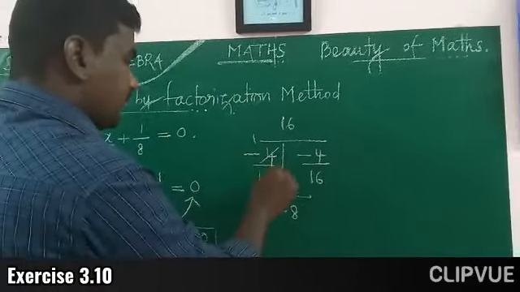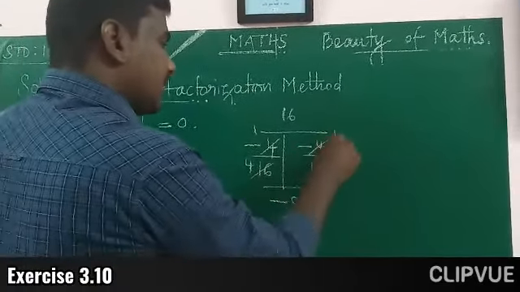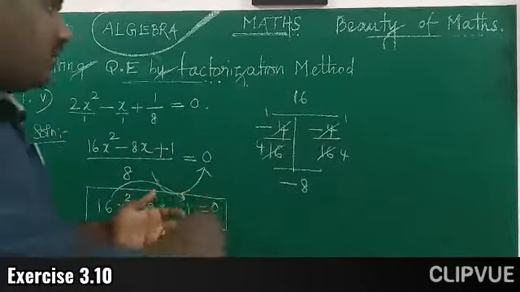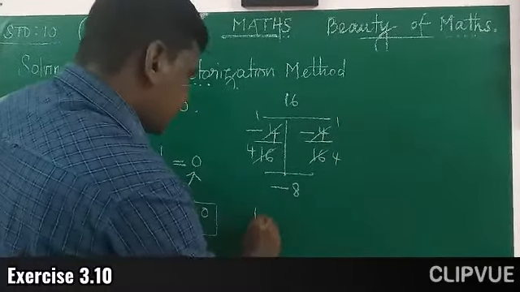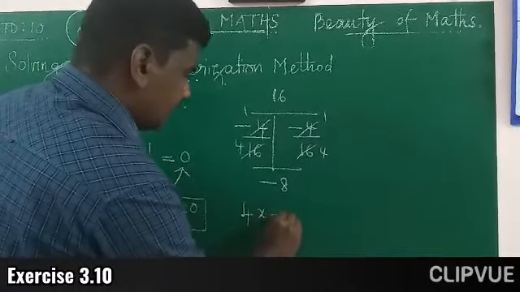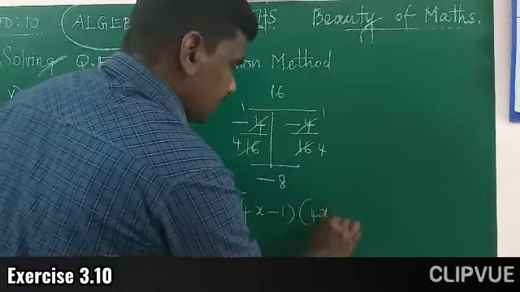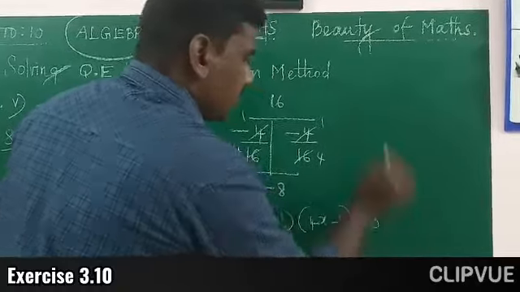So 1 time, here 4 times. Here 1 time, here 4 times. You know very well how we can write it in factor form. Here the denominator is 4, and the variable is x. So (4x minus 1)(4x minus 1) is equal to 0.